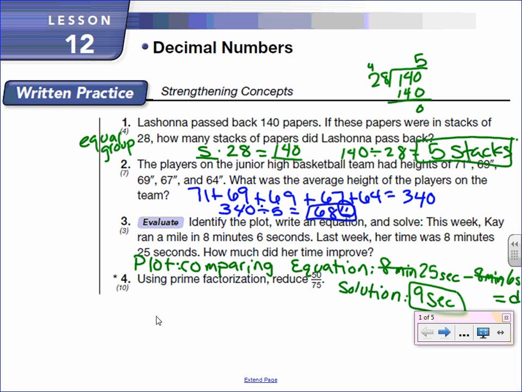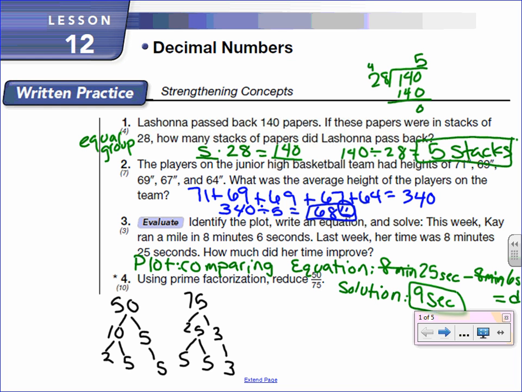Using prime factorization, reduce 50 over 75. The first thing that I would do is write a factor tree for each of 50 and 75. That's the easiest way I know to find prime factorization. Factors of 50 could be 10 and 5. Factors of 10 are 2 and 5. And 5's already prime. And then factors of 75 are 25 and 3. And factors of 25 are 5 and 5.